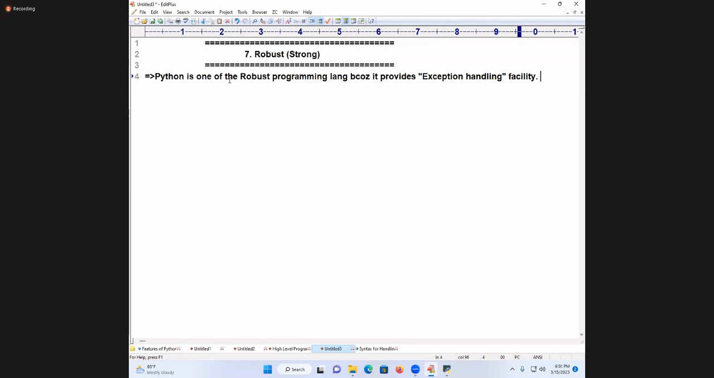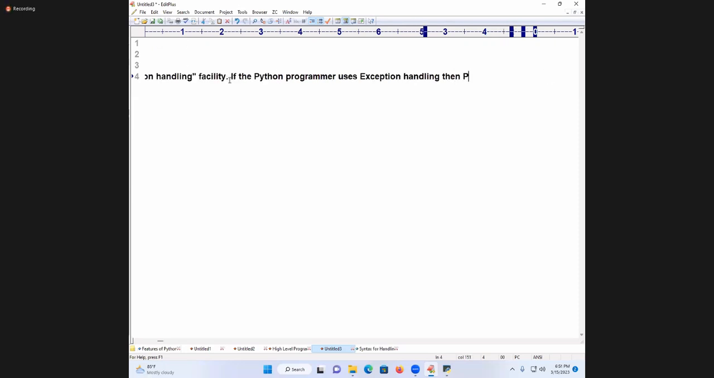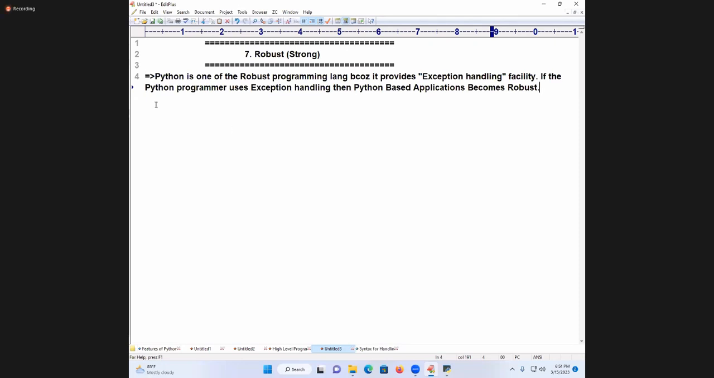So if the Python programmer uses exception handling, then Python based applications become what? Robust. Python applications become robust. Did you understand the meaning of robust, students? Python applications become robust. Did you understand my point here? Yes. So I hope it is clear for you.